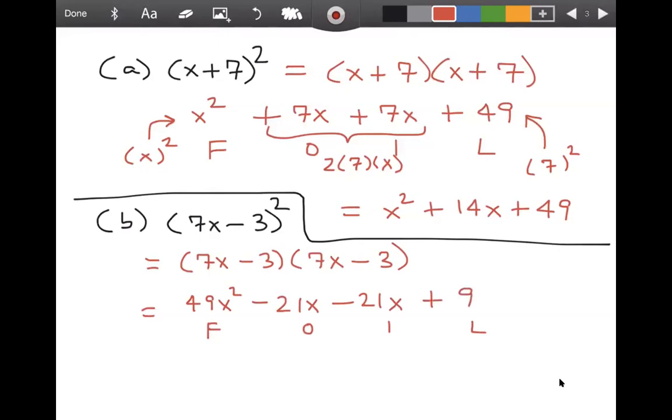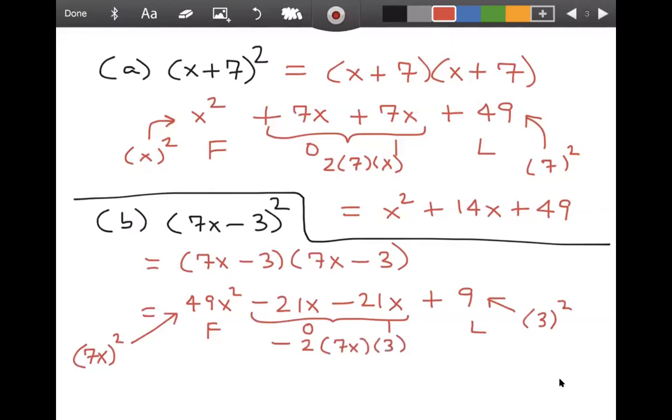So what I want to point out to you this time is that 49x squared came from the square of 7x. 9 came from the square of 3. All right, and then there are two of these terms that are exactly the same. Minus 2 times 7x times 3. And our final answer would be 49x squared minus 42x plus 9.